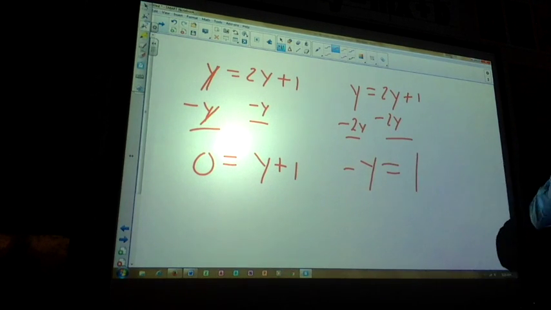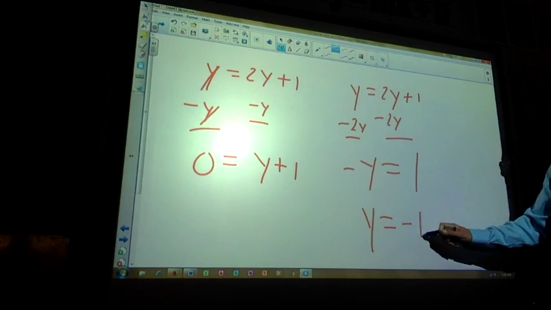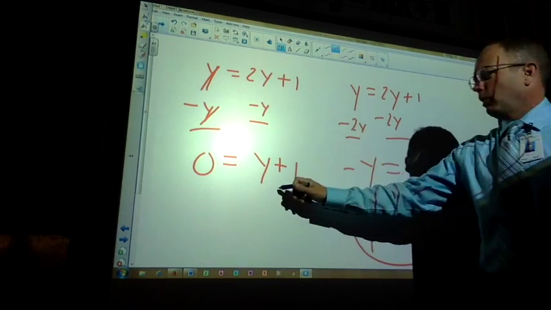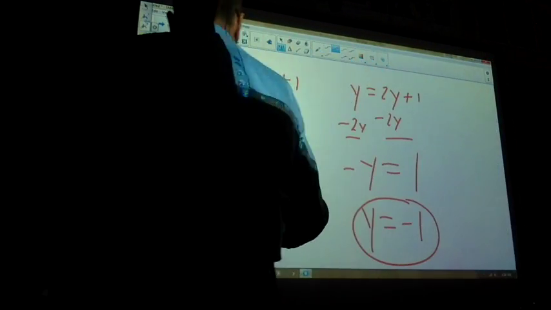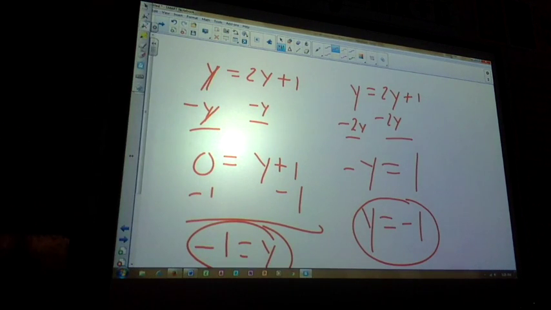Okay, cool. What should I do on this one? Nothing. Then divide by -1. Divide each side by -1, so I get this. This one's totally wrong because what I would do here is subtract by 1. I'd get -1 is equal to y. And there is no way those are the same thing.